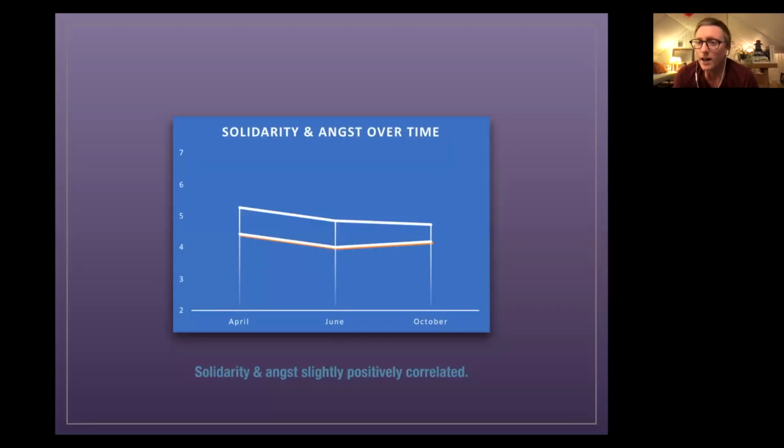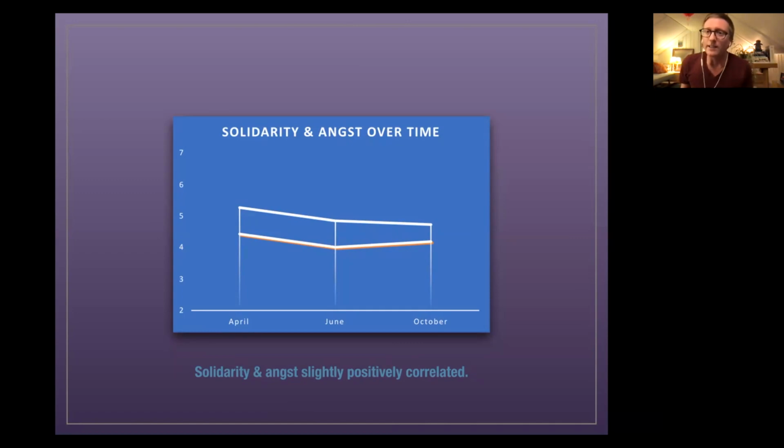This shows you how those variables changed over time. The top line on this graph is solidarity. The bottom is angst. You can see people always felt more solidarity than angst. But solidarity goes down over time. So they're feeling like the communities are rallying less well as time goes on. Angst actually drops from April to June and then goes back up again significantly into October.